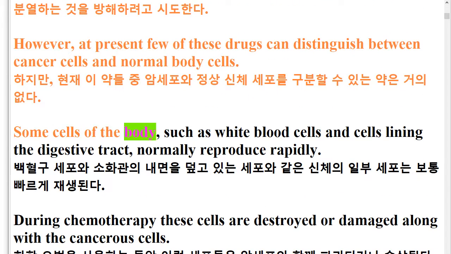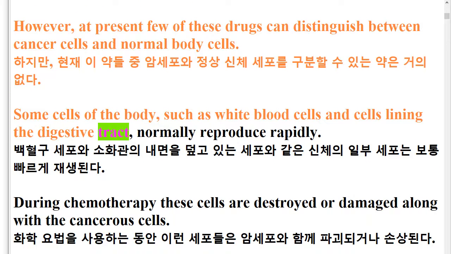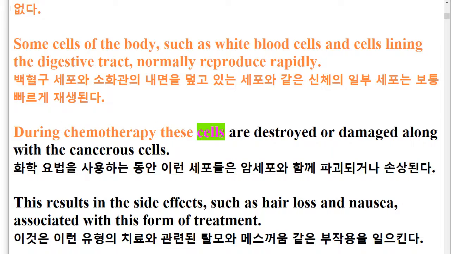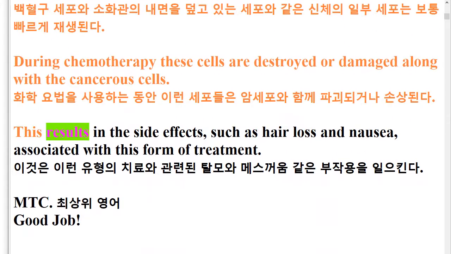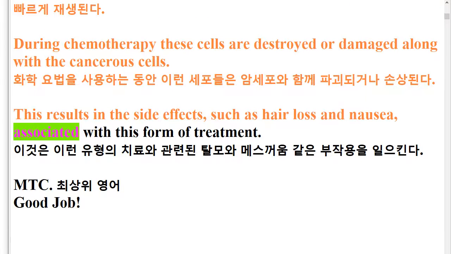Some cells of the body, such as white blood cells and cells lining the digestive tract, normally reproduce rapidly. During chemotherapy these cells are destroyed or damaged along with the cancerous cells. This results in the side effects, such as hair loss and nausea, associated with this form of treatment.